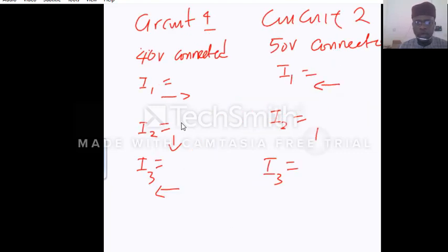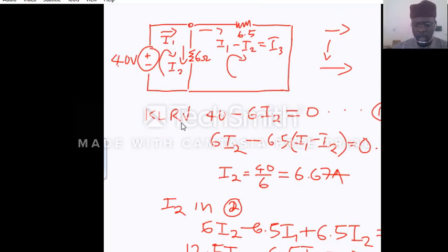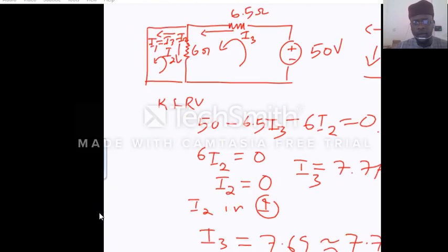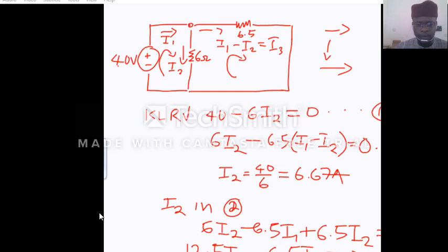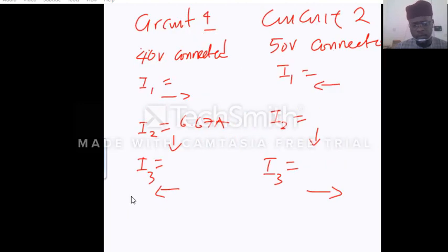So now we have found I1, I2 and I3, and these are the directions of current in I1, I2 and I3 when 40 volt is connected and when 50 volt is connected. So now we're going to use the direction of the current to calculate the total current I1, total current I2 and total current I3. So how do we do that? We go back to our circuits to find the direction of current I1, I2 and I3 when both the 50 volt and 40 volt are connected to our circuit.